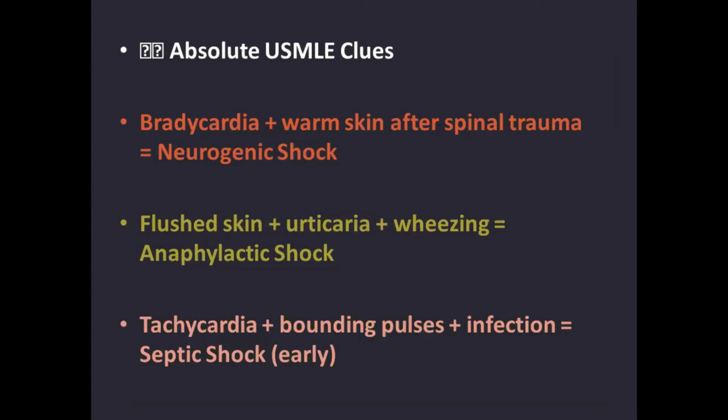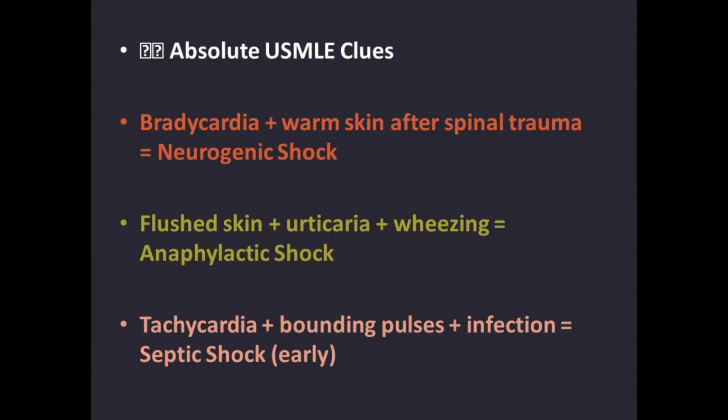Now, there are absolute high yield USMLE clues which are present in the vignette, and you are going to get the answer if they are present there. If they give you bradycardia and warm shock, flushed skin, urticaria and wheezing, go for anaphylactic shock: wheezing, urticaria, flushing due to IgE mediated reaction. I will ask you these points and you have to answer me.